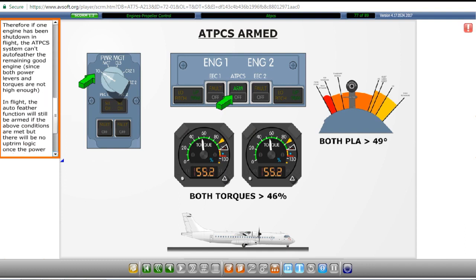Therefore, if one engine has been shut down in flight, the ATPCS system can't auto-feather the remaining good engine. In flight, the auto-feather function will still be armed if the above conditions are met, but there will be no uptrim logic once the power management selector has been taken out of the takeoff position.